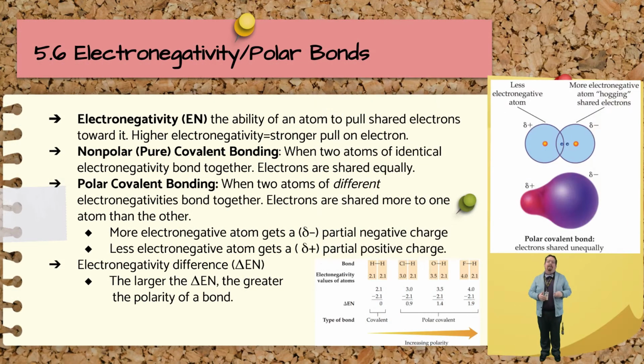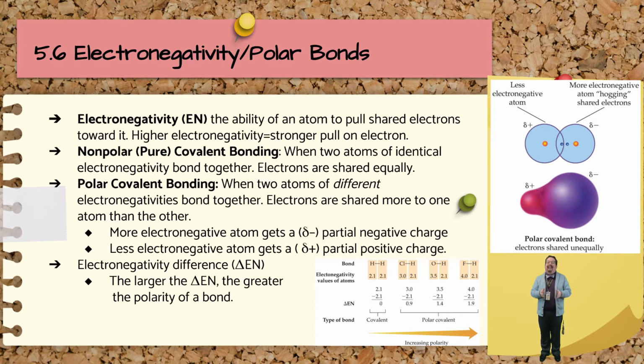You might recall that electronegativity is how well an atom can pull shared electrons toward it. The higher the electronegativity, the more the atom can pull those electrons in. If two atoms are covalently bonded and they have the same electronegativity, the electrons are considered to be shared equally between the two atoms, and you have a nonpolar or pure covalent bond. If there is a difference in the electronegativity values, the electrons are shared closer to one atom than the other, and we consider it to be a polar covalent bond.